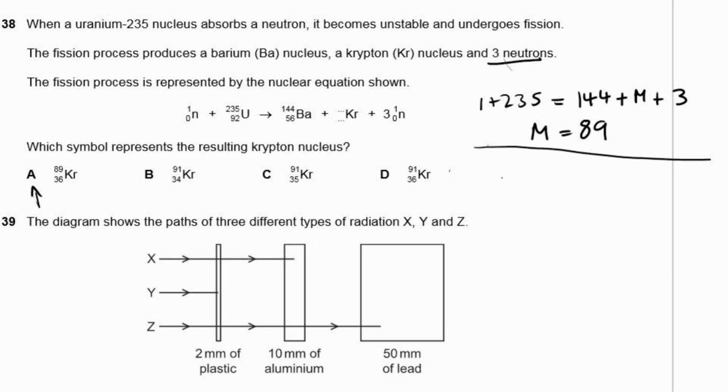Let's fill in the bottom number, because the numbers at the top have to balance. The numbers at the bottom, the charge numbers, also have to balance. So 0 plus 92 should be equal to 56 plus the proton number of the krypton nucleus plus 0. So the proton number will be equal to 92 minus 56. And that gives us a value of 36. So there we are. The answer is A.